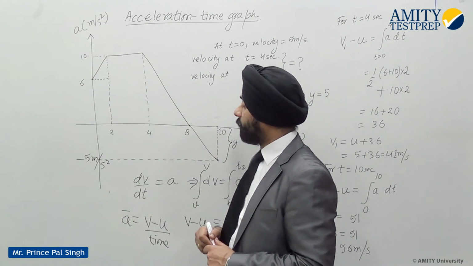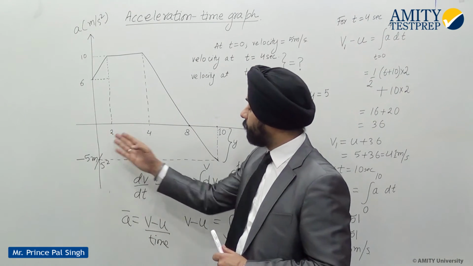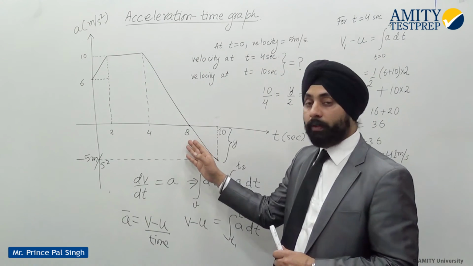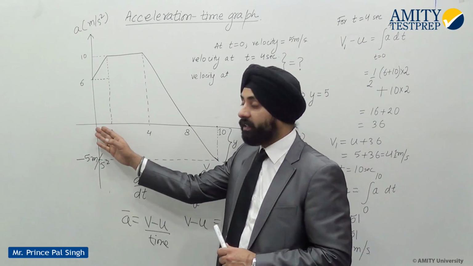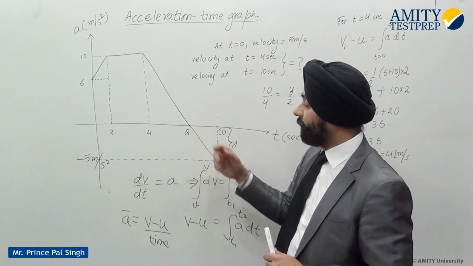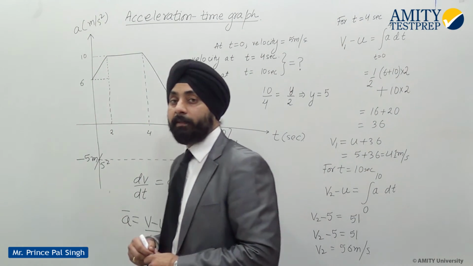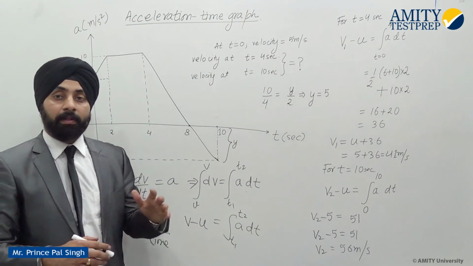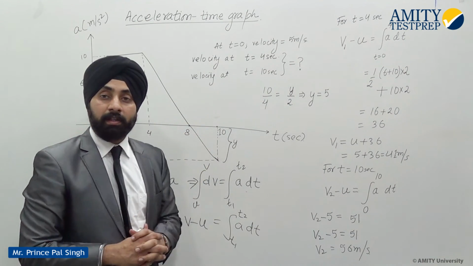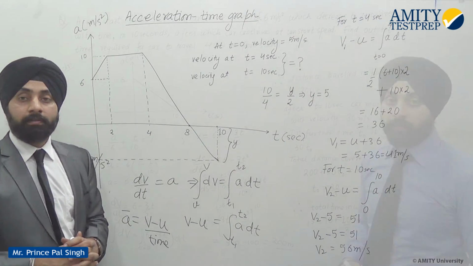That is, we can find out the area from t equal to 0 to t equal to 8. That is the velocity at t equal to 8 second minus the velocity at t equal to 0 second. And this gives us the velocity at t equal to 8 second, which is 61 meter per second. And it is the maximum velocity that is attained by the particle during the complete journey from t equal to 0 to t equal to 10 seconds.